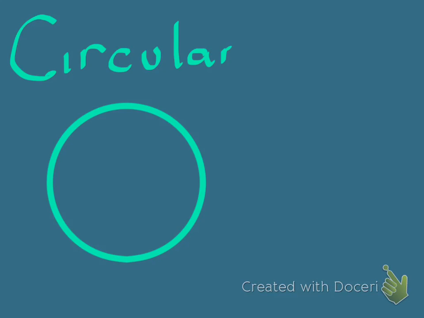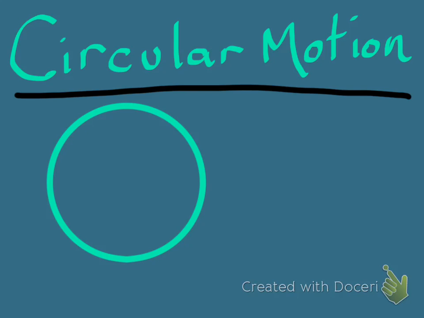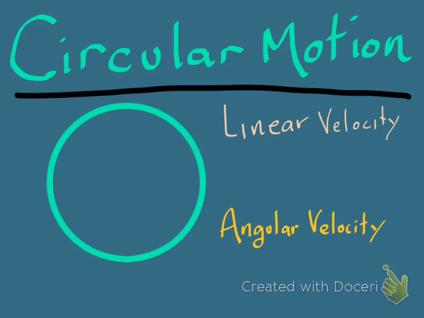This little video is going to be talking about circular motion, and in particular, things that travel around in circles and their particular own type of velocity. So I want to talk about two different kinds of velocity: linear velocity, and the other one is called angular velocity. All right?